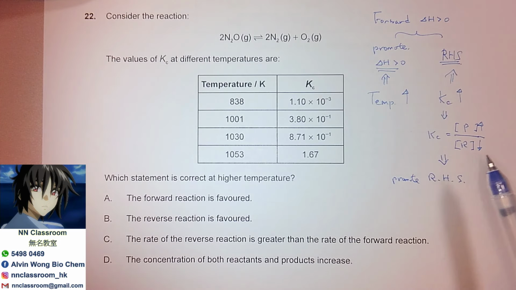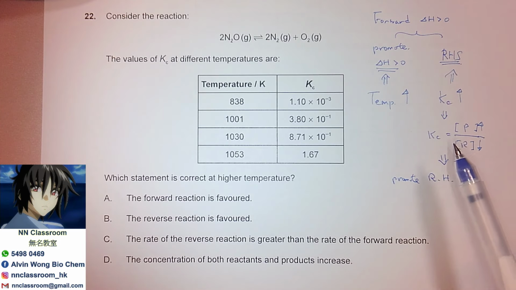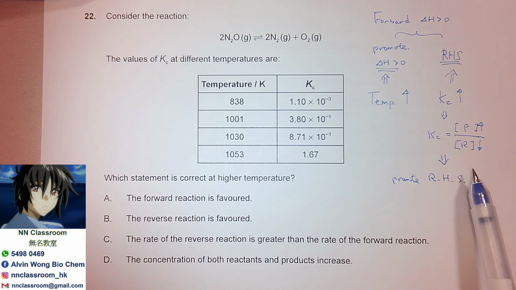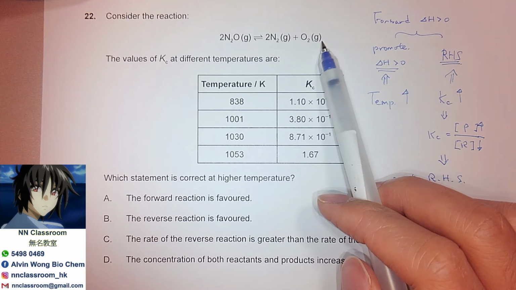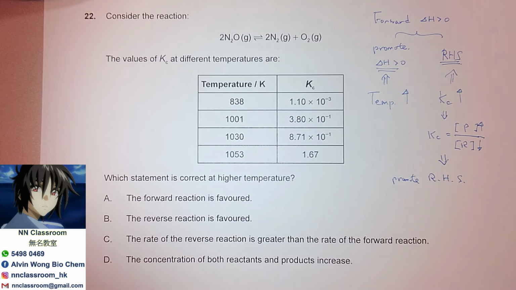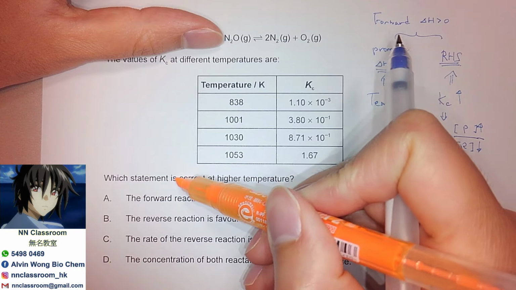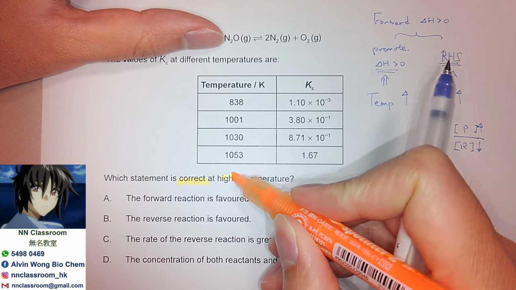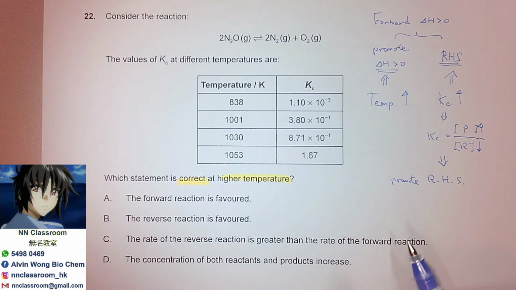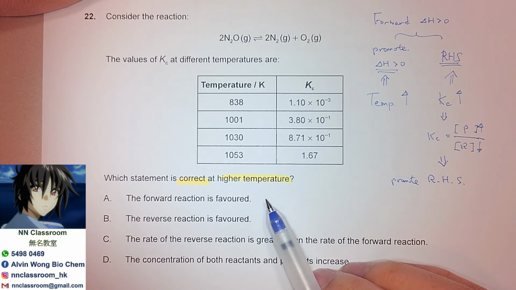So this is a really important conclusion, as most of the questions are now asking in such a way that they want the students to understand how we can derive the endothermic or exothermic nature of the forward and backward reaction. Important. Let's see, right? So let's see which statement is correct. So this time it's asking for the correct statement at higher temperature. So meaning that when temperature increases, which statement will still stay the same or stay correct?